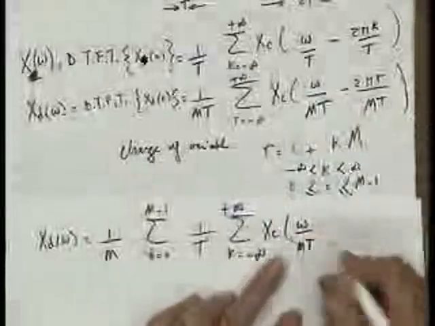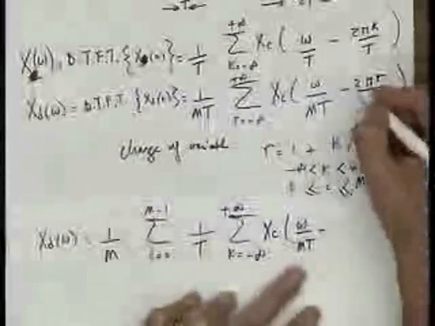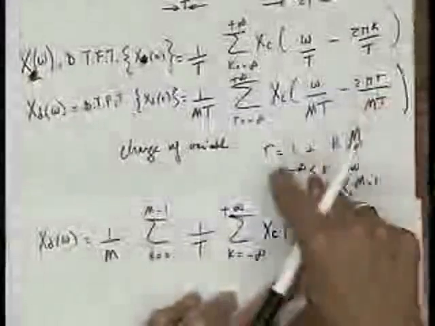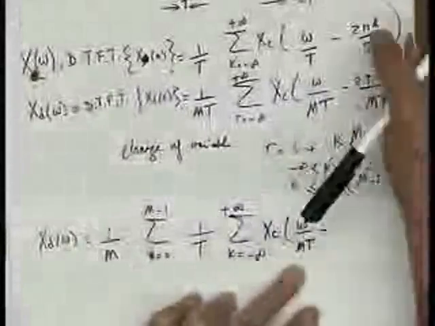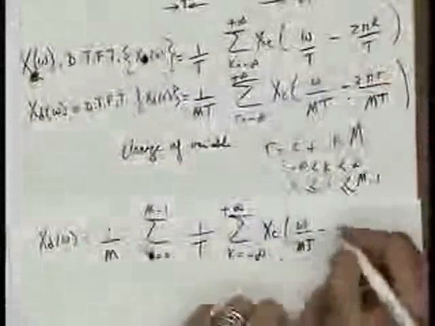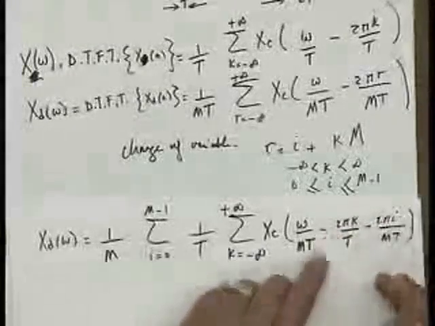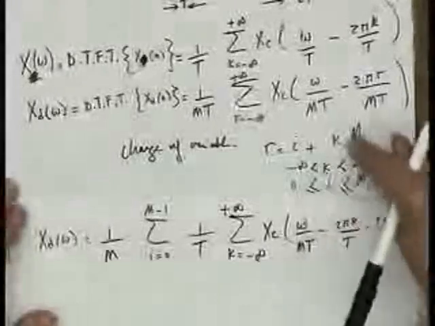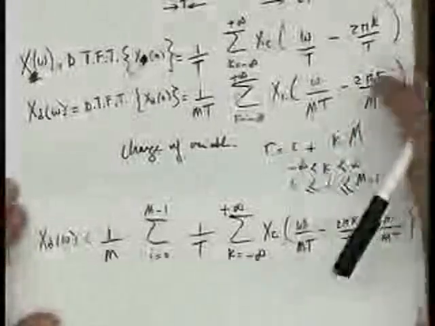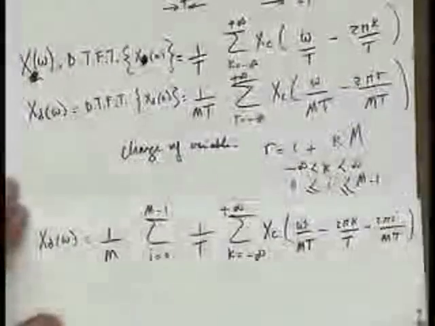Omega over mt minus, now I have 2 pi r over mt, and r is I plus km. So I replace the r here with I plus km, and I get 2 pi k over t minus 2 pi I over mt. Okay? So I put km here, the m's cancel, I get 2 pi k over t, and then I put I here, 2 pi I over mt. That's it. That's what this change of variable does.